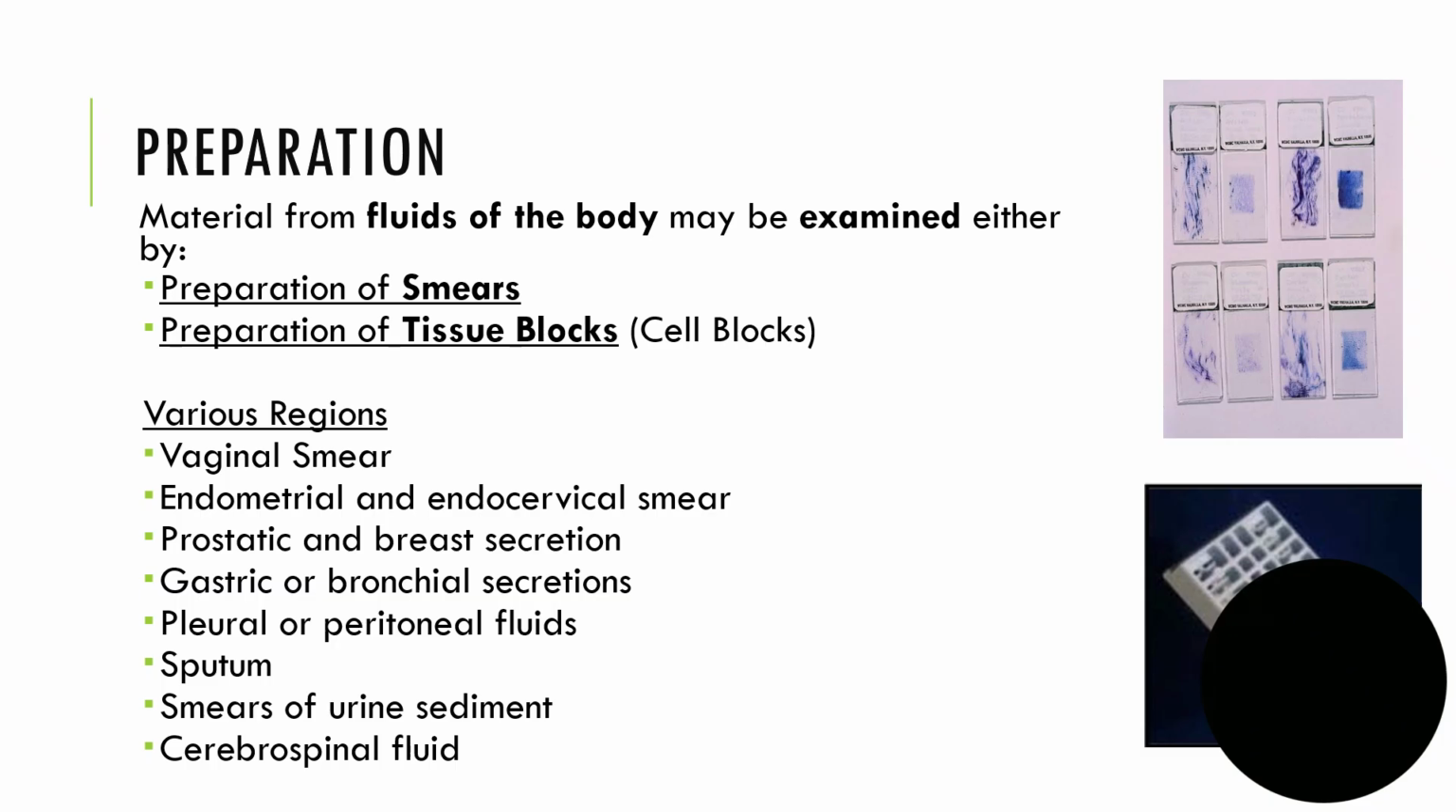Now, let us look at the various regions from which cytologic specimens can be collected. These include the vaginal smear, perhaps the most well-known, endometrial and endocervical smears, prostatic and breast secretions, gastric or bronchial secretions, pleural or peritoneal fluids, sputum, smears of urine sediment, and cerebrospinal fluid.